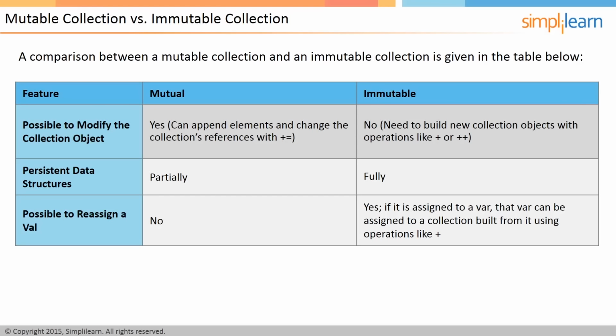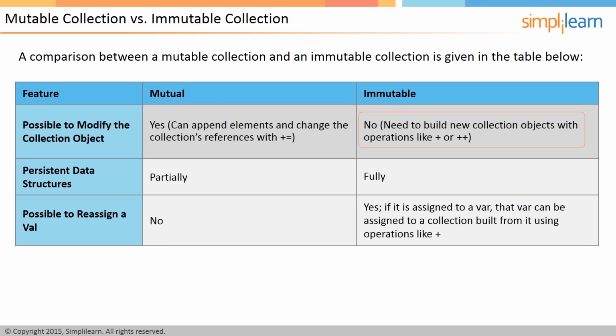This helps in concurrent algorithms because it doesn't need locking to add anything to a collection. However, this feature can prove to be very useful. It may come at the cost of some overhead. As compared to mutable collections, immutable collections are fully persistent data structures. The difference between these collections is very similar to what exists between variable and value.